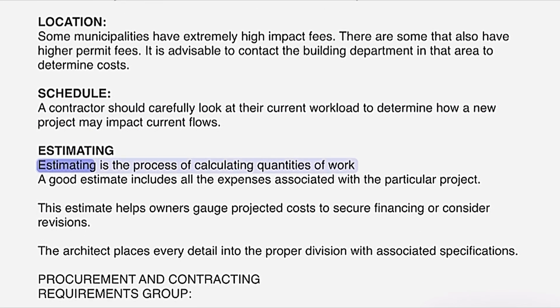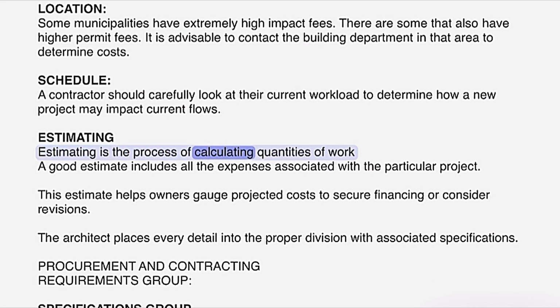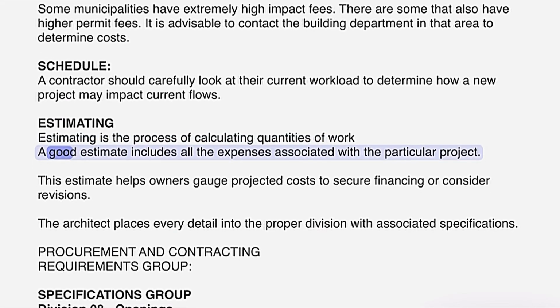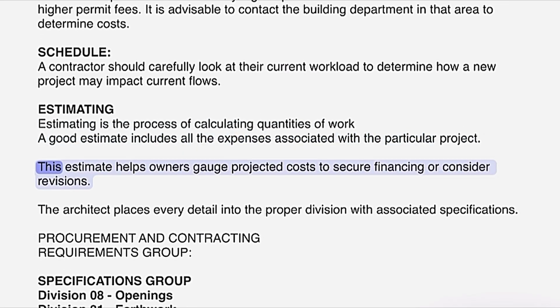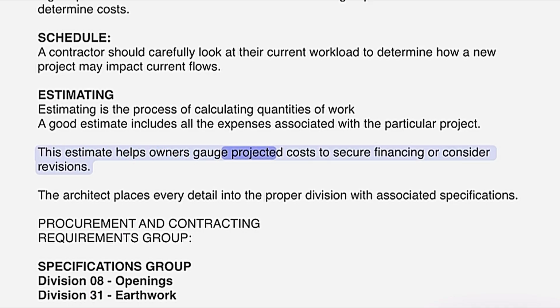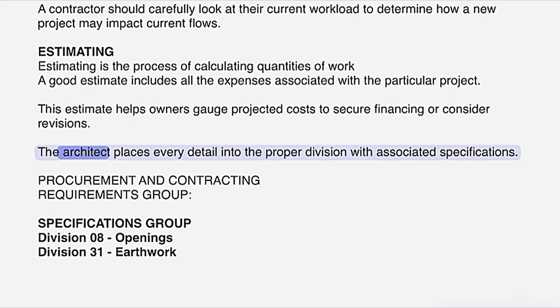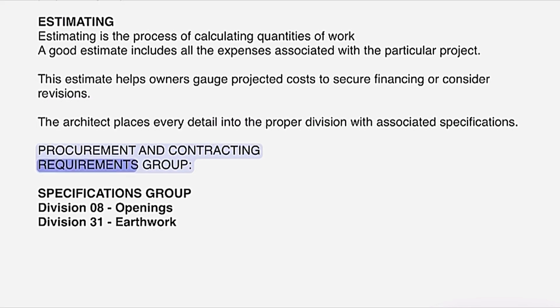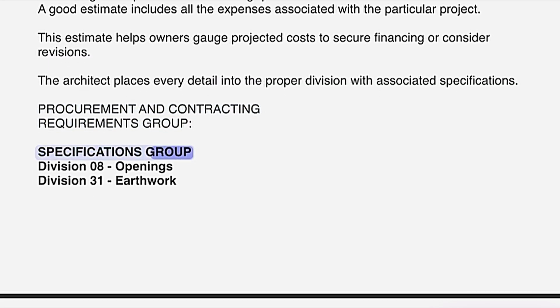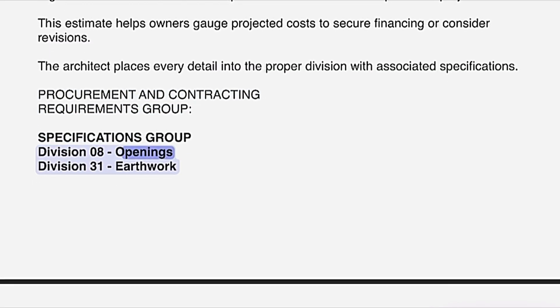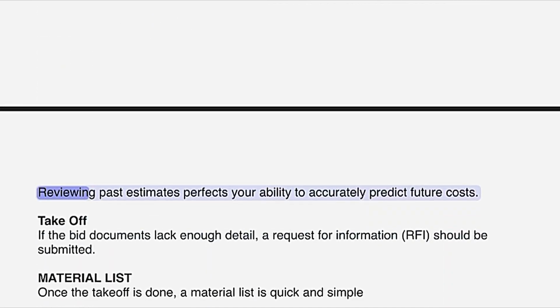Estimating. Estimating is the process of calculating quantities of work. A good estimate includes all the expenses associated with the particular project. This estimate helps owners gauge projected costs to secure financing or consider revisions. The architect places every detail into the proper division with associated specifications. Procurement and Contracting Requirements Group, Specifications Group, Division 08 Openings, Division 31 Earthwork.